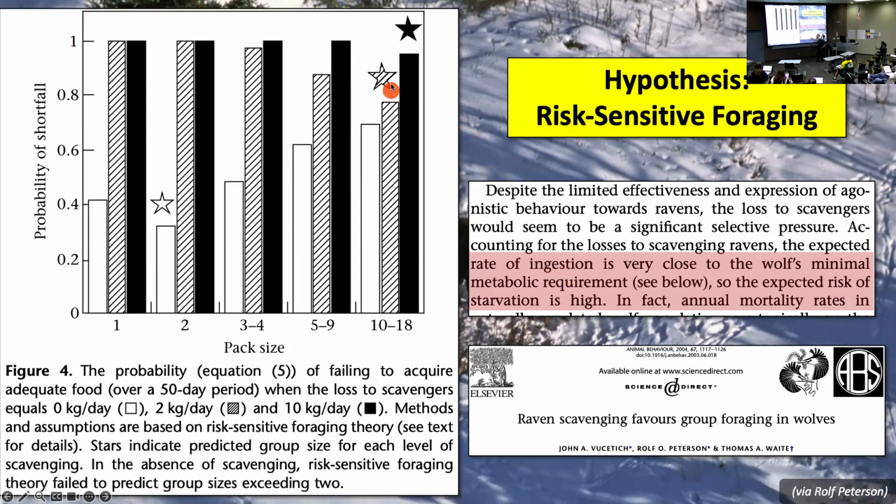So the dipping low, that's where these stars come in. That's the optimal pack size for that condition. And then the white bars kind of dip this way. So you can see that there's this intermediate pack size of 2. So if we just look at risk-sensitive foraging theory, it suggests that it's actually a way to minimize your risk of shortfall to work in these really large packs, because these large packs help to fend off these scavenger birds that are going to try to steal.